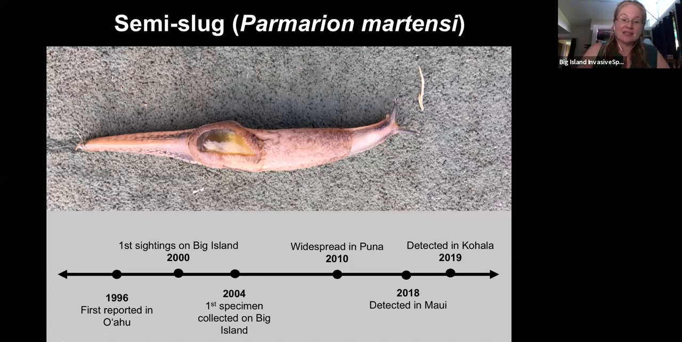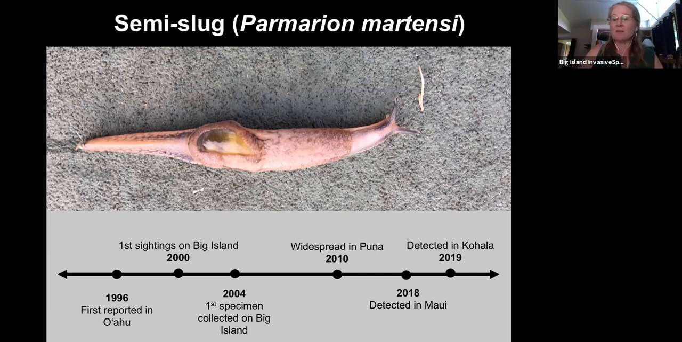And at some point it got to the Big Island. They know for sure it was on the Big Island in 2004, when the first specimen was collected, but people at the properties where it was collected said, oh, I've been seeing that slug for a few years. So they know for sure that it was around for a while. And from about 2000, when people reported the first sightings, to 2010, it became very widespread. So it's a very aggressive reproducer and spreader, typical of introduced species that become invasive. When we consider it invasive, it's something that's become a problem.